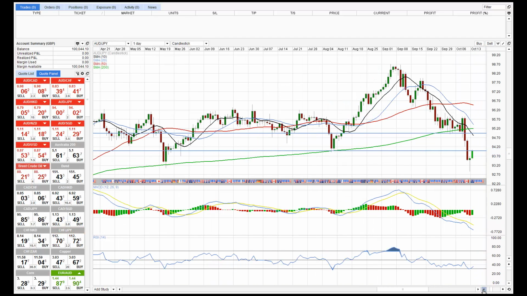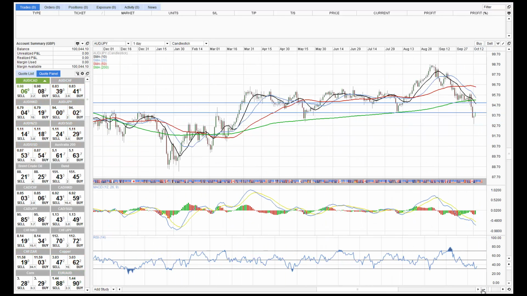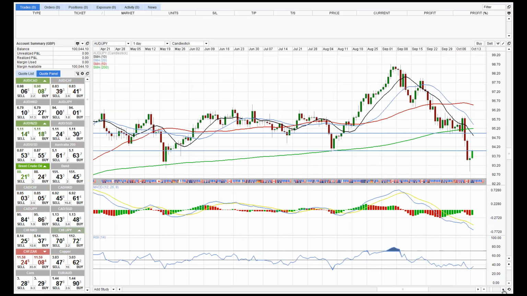In fact, if I just zoom out of this, you can start to see how significant this 94 level is. If I come right the way back, the candles are quite small here, but you can see this is the lower level. You can see that this level has been resistance in the past, and it's also been support many times as well. So it's quite a historically strong level. The market's in a downtrend. It's just broken underneath, it's pulling back up to this level, and what I'm looking for is opportunities to trade this market to the short side.